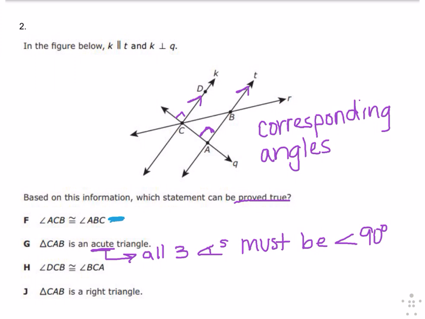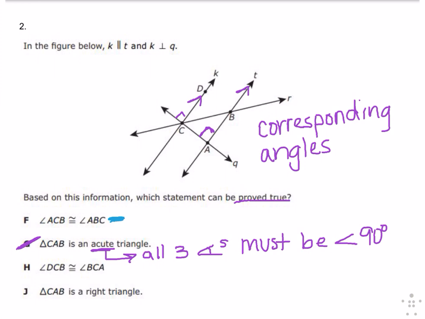So if angle CAB is 90 degrees and angle CAB is a part of the triangle CAB, then obviously there's a right angle inside of that triangle. So G doesn't work.